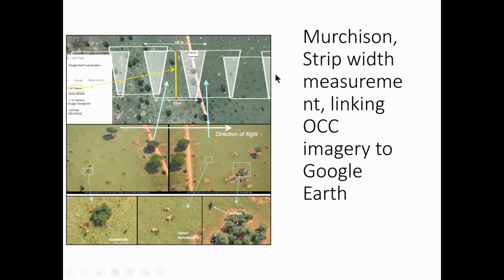You have the line of flight. And these are two subsequent pictures. You can see a minivan driving along the road here. Two seconds later, the next picture, the van has progressed and is almost under the tree. And under these bushes, you have Uganda kob, you have hartebeest, and you have buffalo.